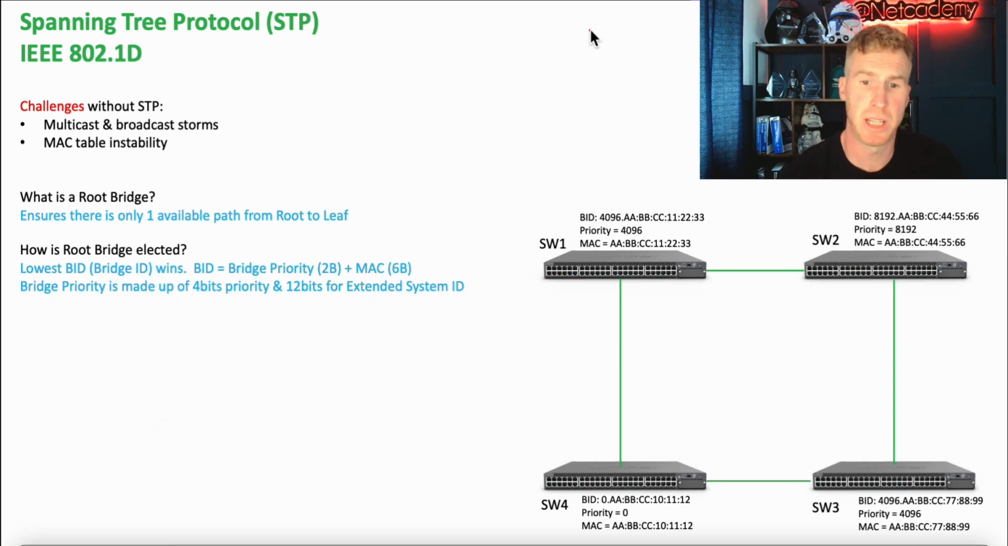So yeah, how is a root bridge elected? Again, just to cement in, the lowest bridge identifier wins. First, it will look at the bridge priority, and then it will look at the MAC address. Again, lowest always wins.